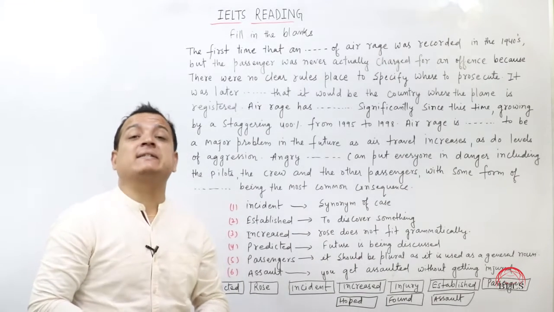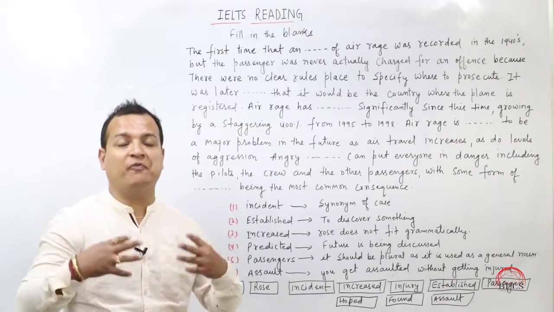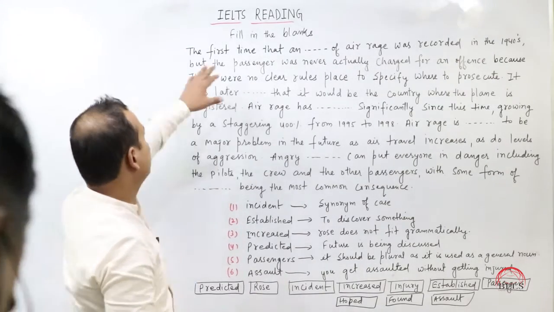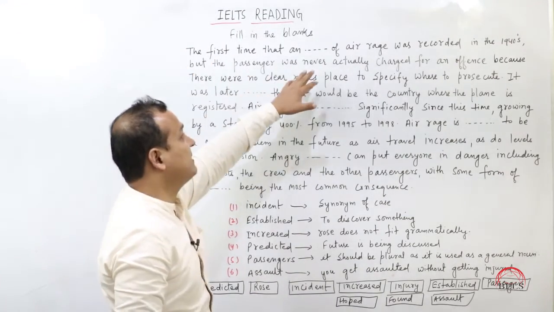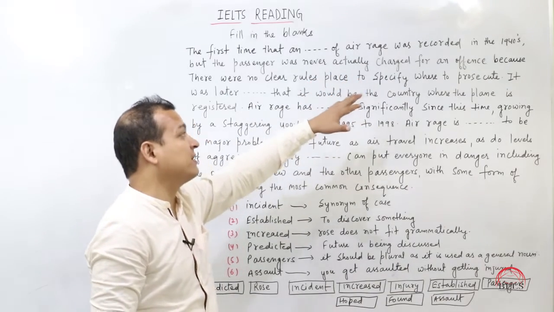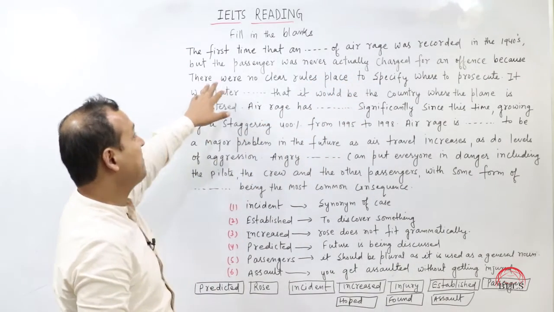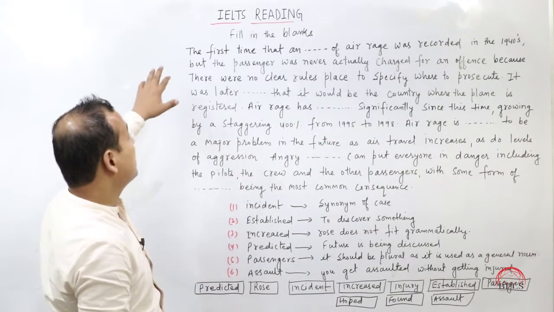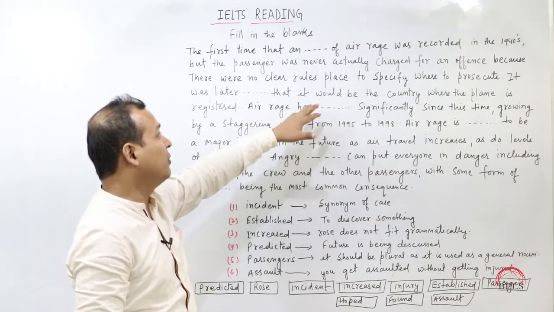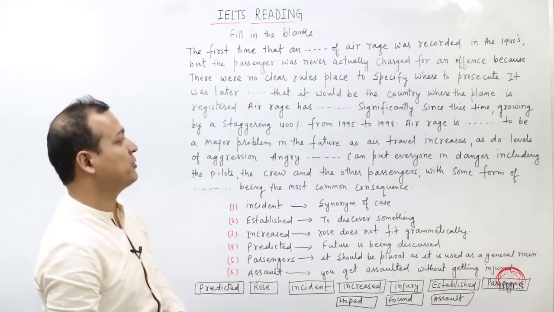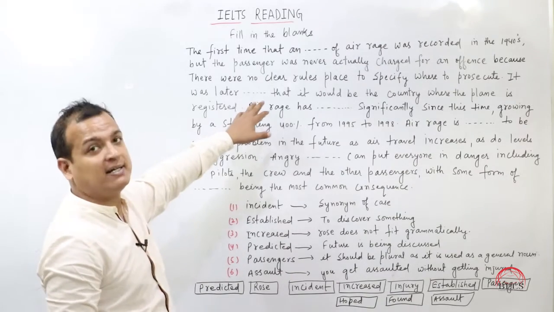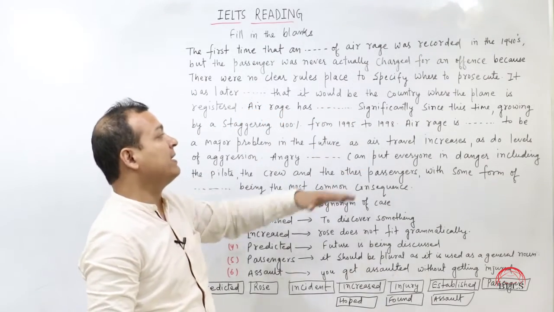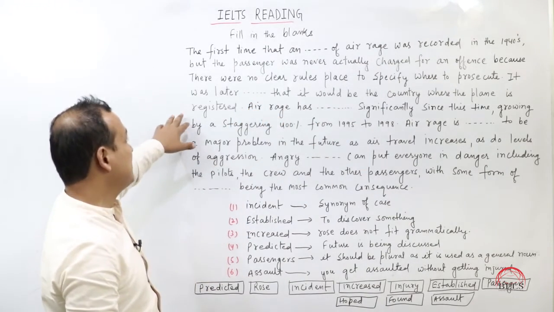Now, let's discuss some questions based on the passage of fill in the blanks. Here we have the questions. The first time that an dash of air rage was recorded in the 1940s, but the passenger was never actually charged for an offense because there were no clear rules to specify where to prosecute. It was later that it would be the country where the plane is registered.